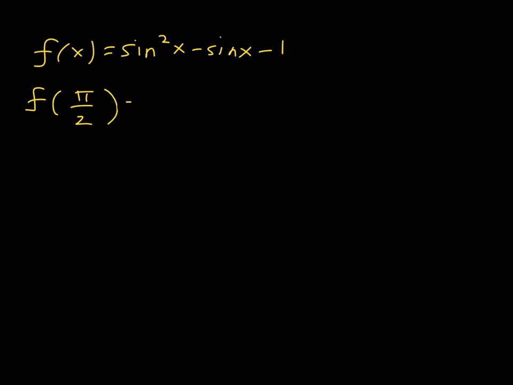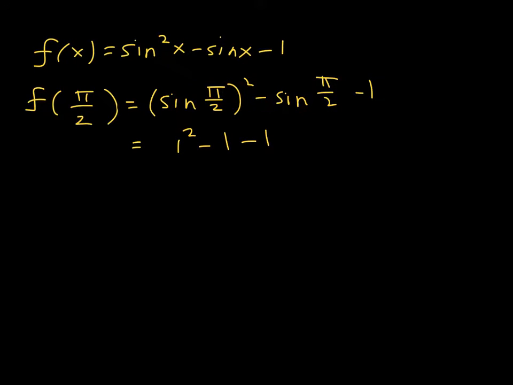All right, so here we go. So then this is sine of pi over 2, quantity squared, minus sine of pi over 2, and then minus 1. Sine of pi over 2 is 1, so it's 1 squared minus 1 minus 1. So then this is negative 1. So the function f has a maximum value of negative 1 at pi over 2.